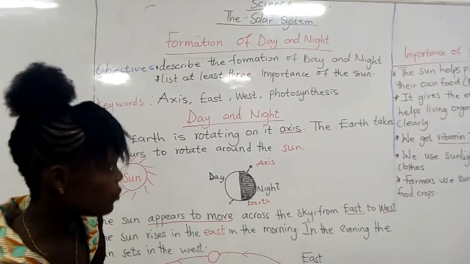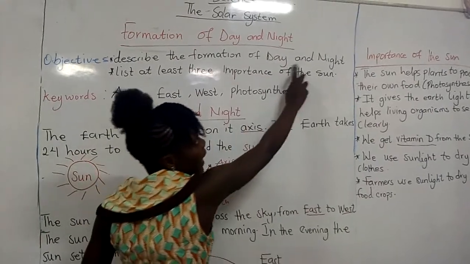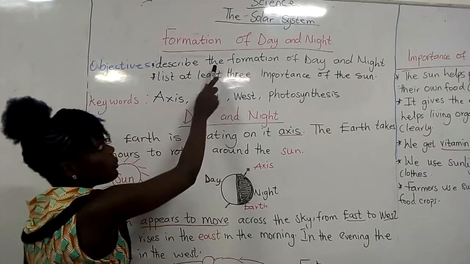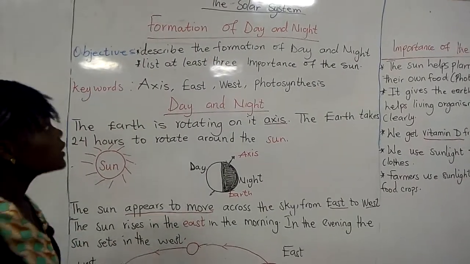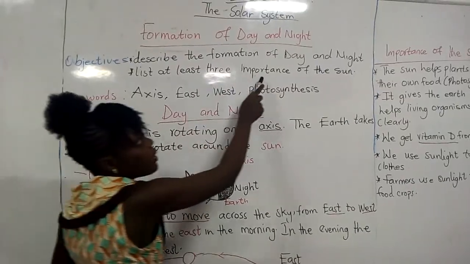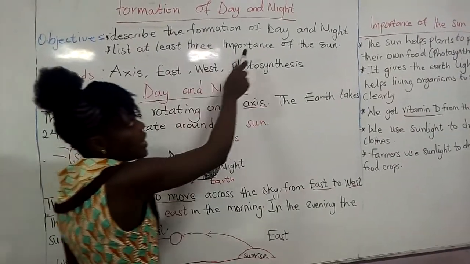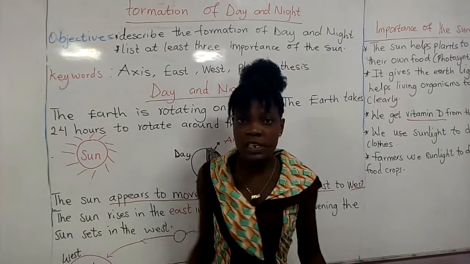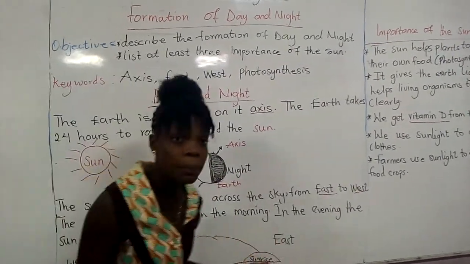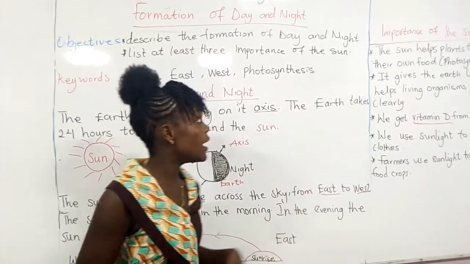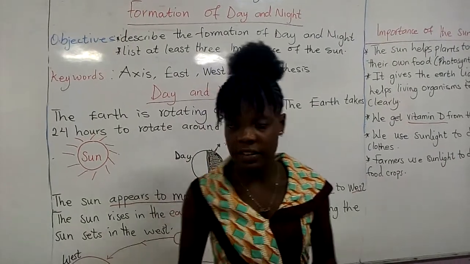And our objective for today is to describe the formation of day and night. And the next one, list at least 3 importance of the sun. So meaning by the end of this lesson, the pupil should be able to describe the formation of day and night and be able to list at least 3 importance of the sun.